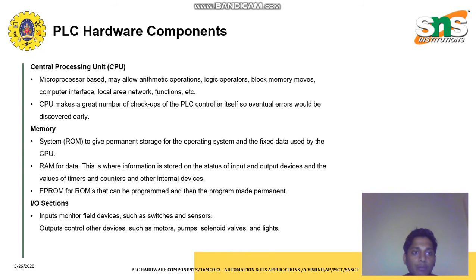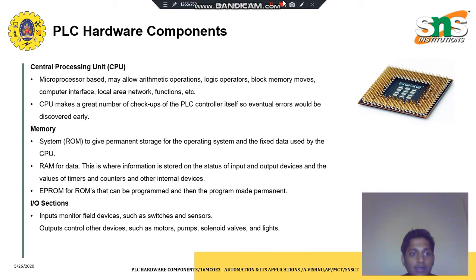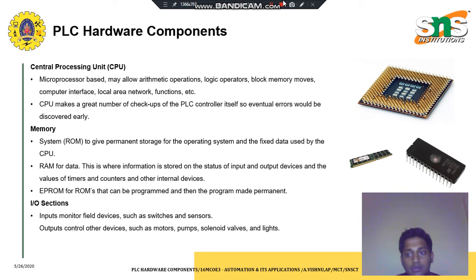So let's see the hardware components in detail. The first one is the central processing unit. It's microprocessor based, and allows arithmetic operations, logic operations, block memory moves, computer interface, and local area functions. So this is how the processor looks like. For the memory, the ROM is used for system memory, RAM is used for data, and EPROMs are used to program the PLCs. And then the RAM and the ROM.